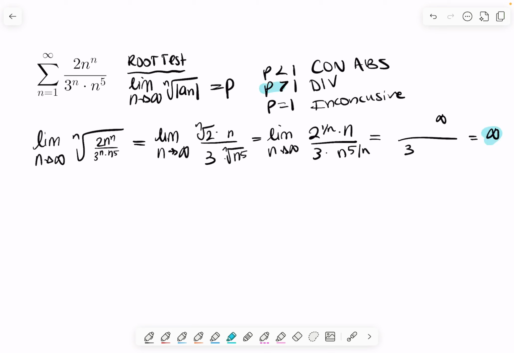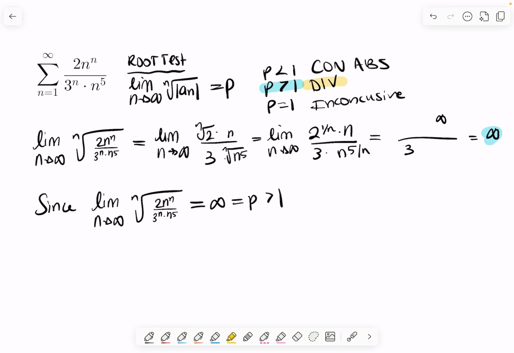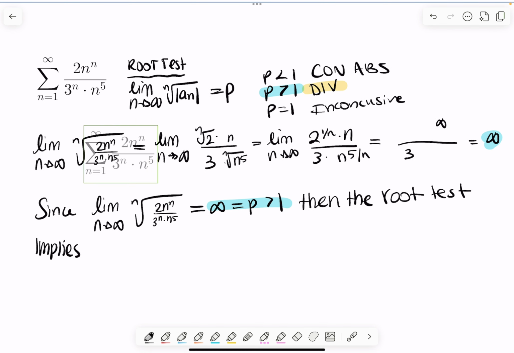So this is our rho. Rho is greater than 1, so we say that our series diverges. For our conclusion, we say since the limit is equal to infinity, which is equal to rho, which is greater than 1, then the root test implies that this series over here diverges.